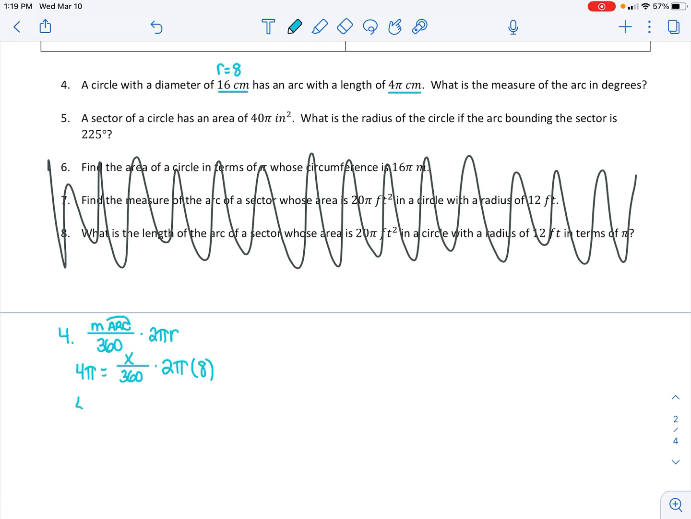So I have 4 pi is equal to x over 360 times technically 16 pi, because I took the 2 times the 8. The pi's do cancel out because we have one on each side. And then we have this 16 here that I'm going to divide out. So 4 divided by 16 is 1/4, and that's equal to x over 360.